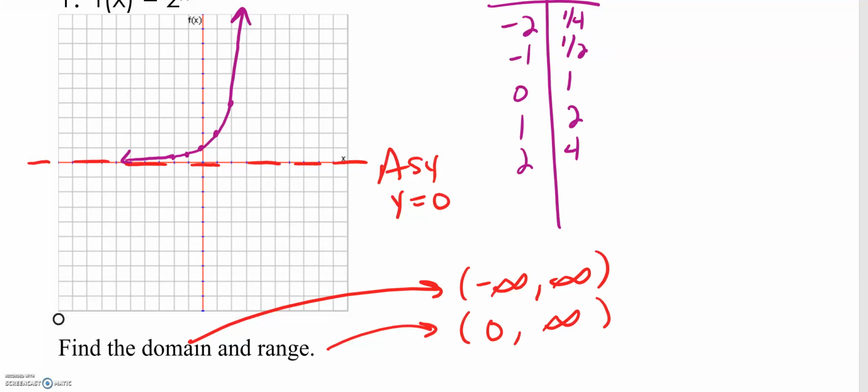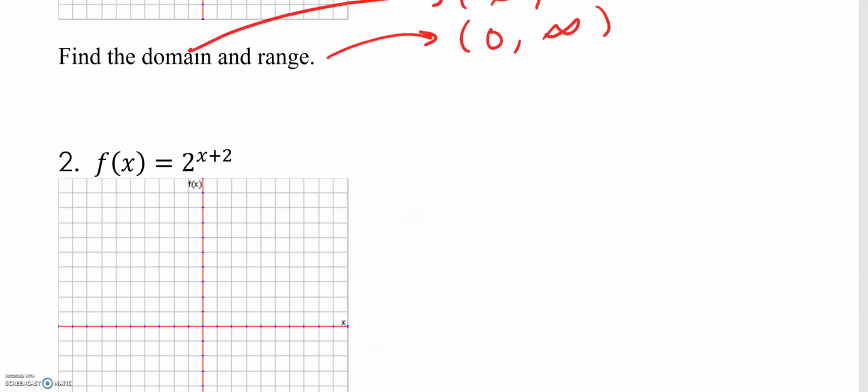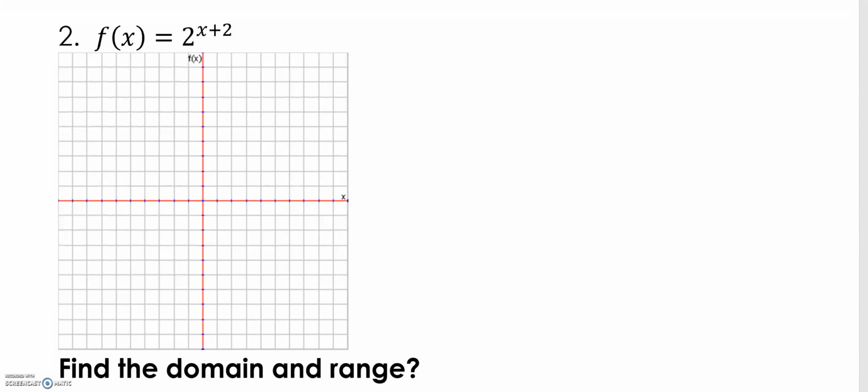Okay, number 2. If you remember these from Algebra 2, if you have an addition or subtraction in the exponent position, that is the movement left or right. In this case, it's x plus 2. It's the opposite of that, so -2. So the whole graph that we just drew is going to shift to the left 2 units. Okay, we're going to see that by making a table.